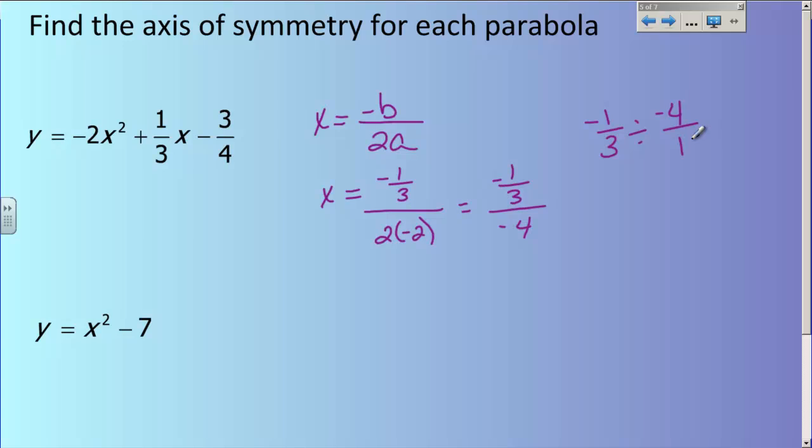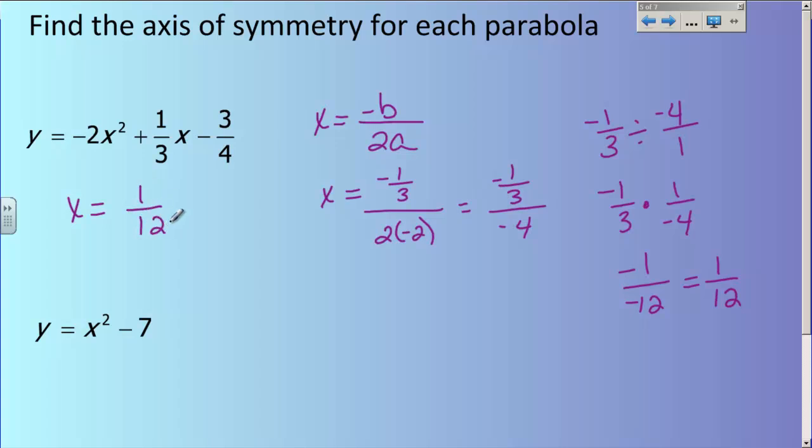And if you remember how we divide with fractions, we keep the first one, change this to multiplication, and flip over the second one. And so now I can multiply. Well, this becomes -1 over -12, which is 1/12. So the axis of symmetry for this line is x equals 1/12.